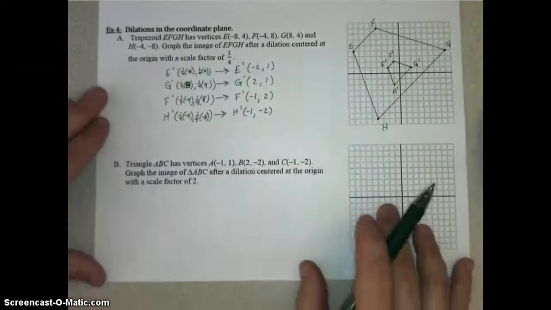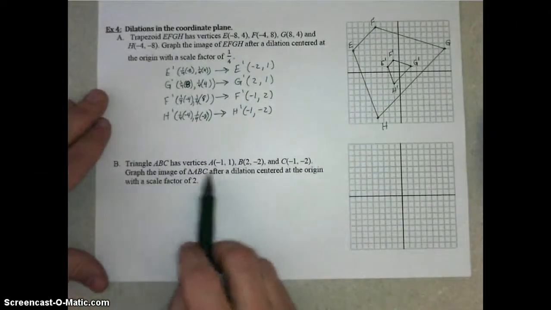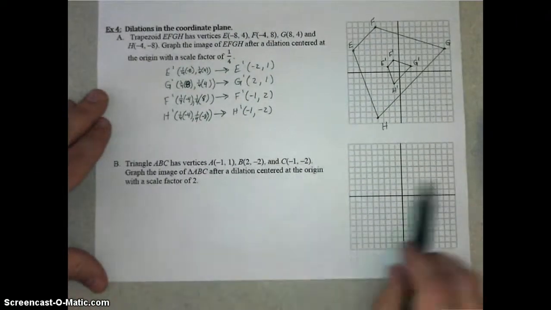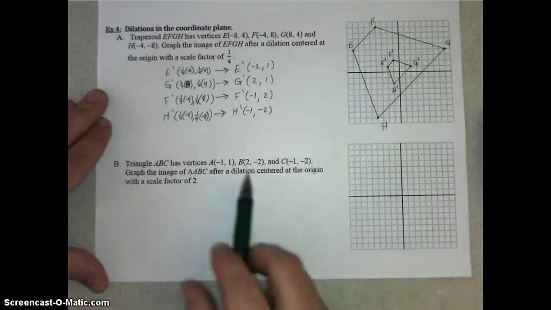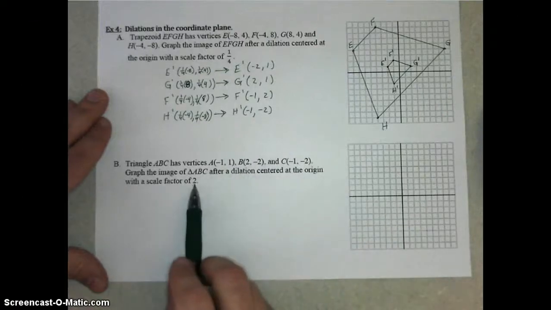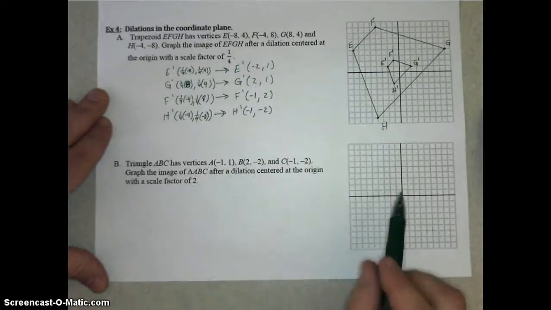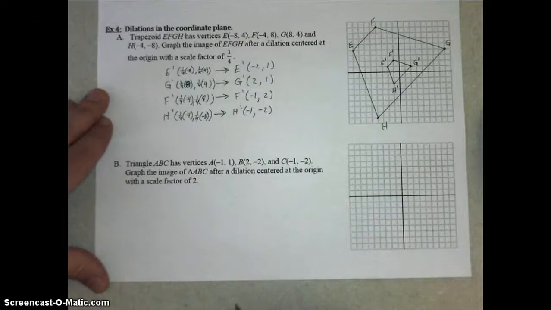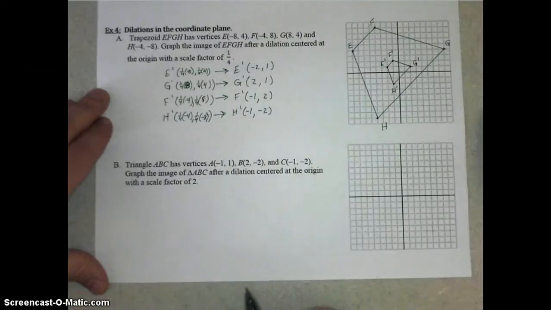Okay? So now I want you guys to try and take triangle ABC with these coordinates, plot them on the graph, then find your new coordinates after a scale factor of 2 for your dilation, plot those, and check your graph. When you are finished, continue by pushing play and check your answer.